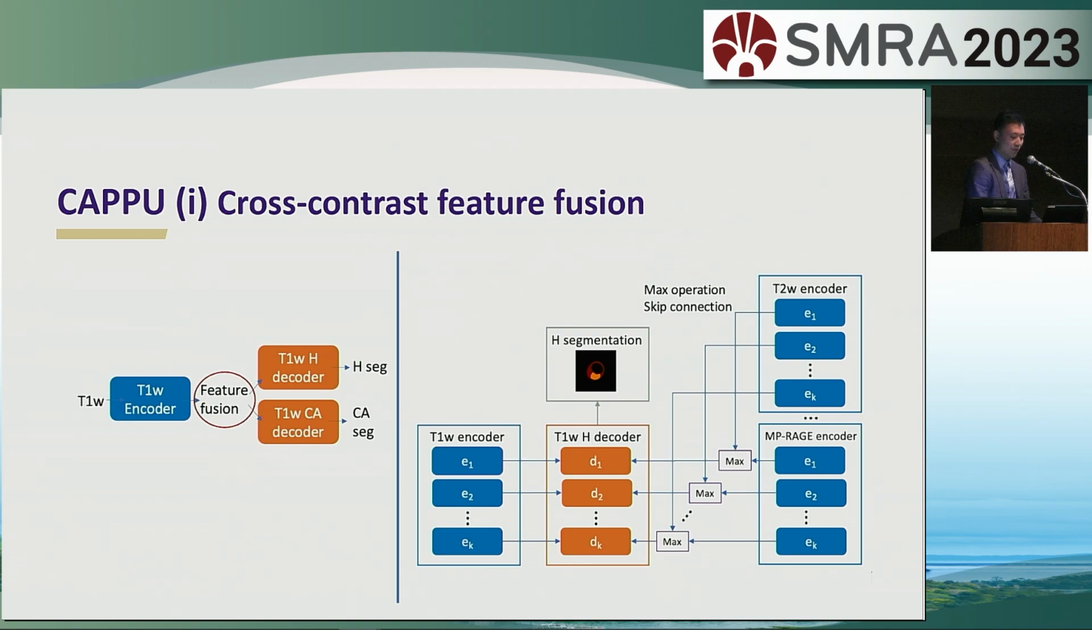So for each UNet multi-layer feature, for all the other contrasts, we take a max at each layer, and then we skip-connect it together with the T1 encoder. So the input to each layer of the T1 weighted hemorrhage decoder is the T1 weighted encoder at that layer, and the max of all the information from all the other contrasts. In this fashion, we can combine the information at each level rather than at the input level.